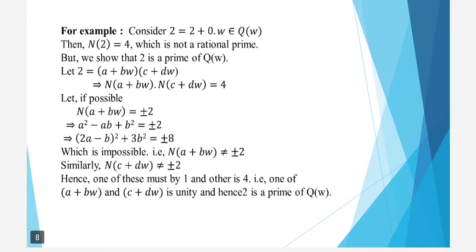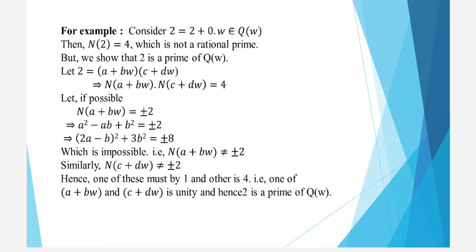For example, consider 2 = 2 + 0·ω belongs to Q(ω). Then N(2) = 4, which is not a rational prime, but we show that 2 is a prime of Q(ω). Let 2 = (a + bω)(c + dω). This implies N(a + bω)N(c + dω) = 4. Let, if possible, N(a + bω) = ±2. This implies a² − ab + b² = ±2.